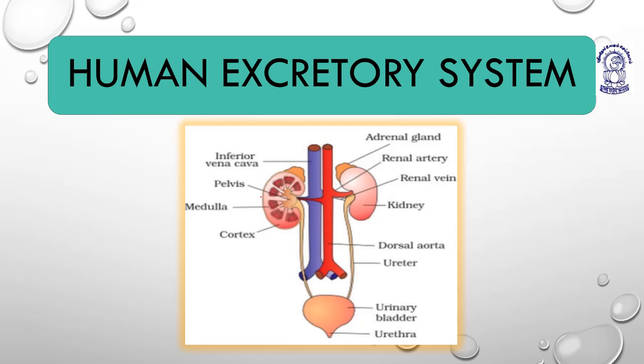Now you can see the picture here. This is the concave side, and this is the convex side. This part is known as the renal hilum. You can see the renal vein coming out and the renal artery going in. The concave side of each kidney faces inwards.